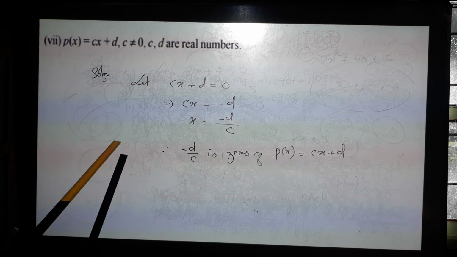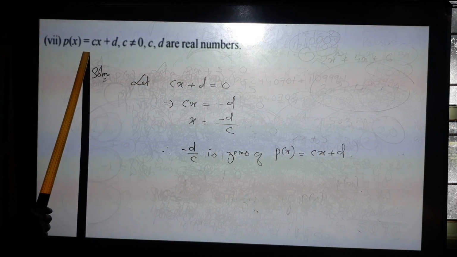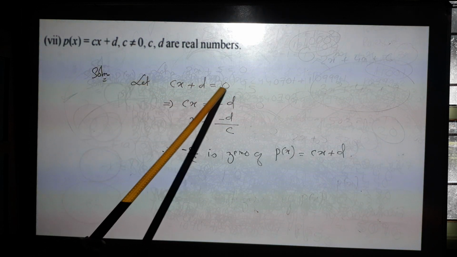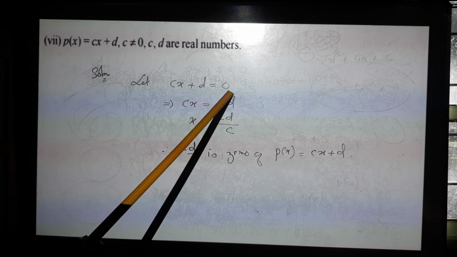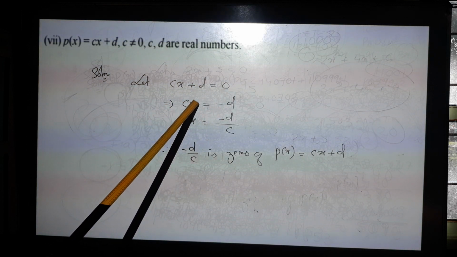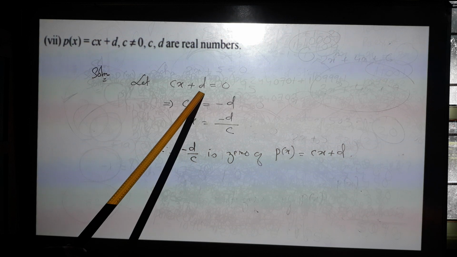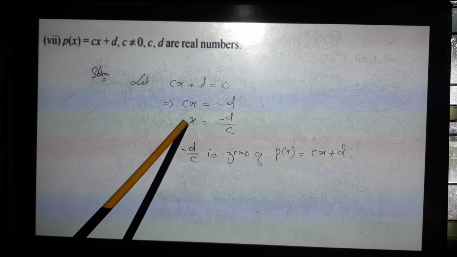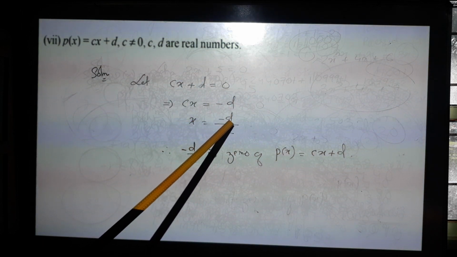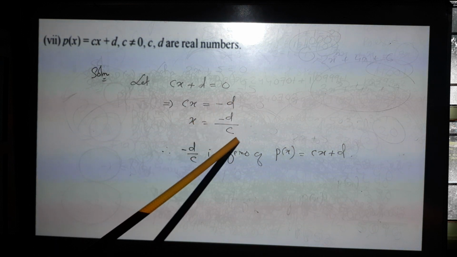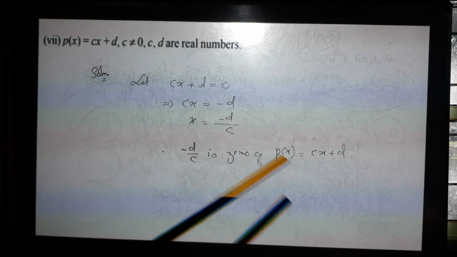So look nicely. Suppose that the given polynomial is equal to 0. Cx plus d equal to 0. Cx equal to minus d. When you transfer d to the other side, then x equal to minus d by c. This value of x is nothing but the zero of the given polynomial.